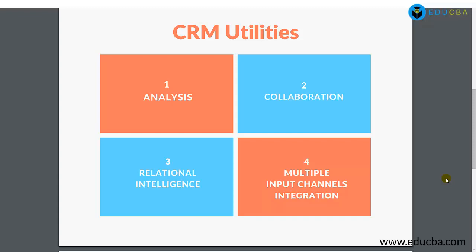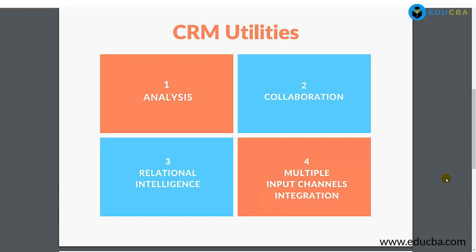Then what we have is called multiple input channels integration. As I was saying, this is another utility that we are getting. Leads might come in from the telephone, from email, from a web inquiry, from text, or from a direct mailer. So it can come in from five to six sources of input. Everything is coming in from multiple channels, but it's getting archived at a central place.